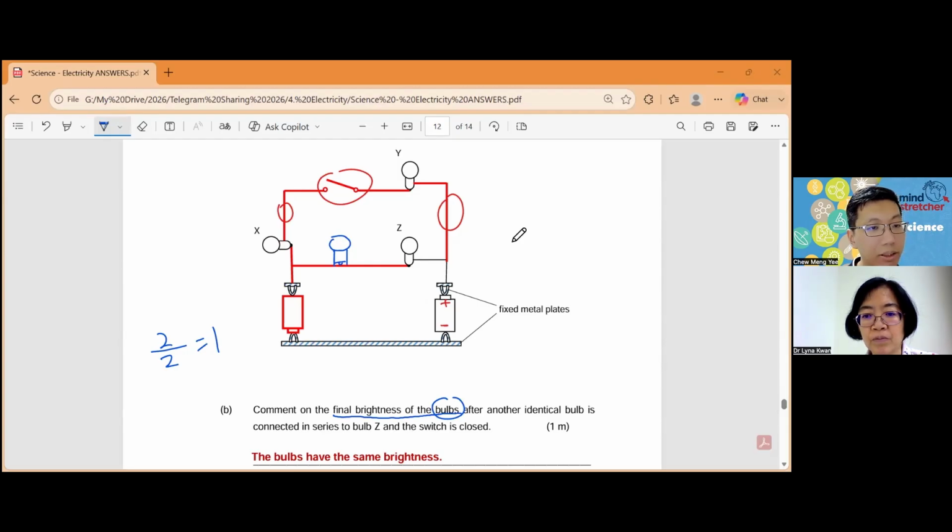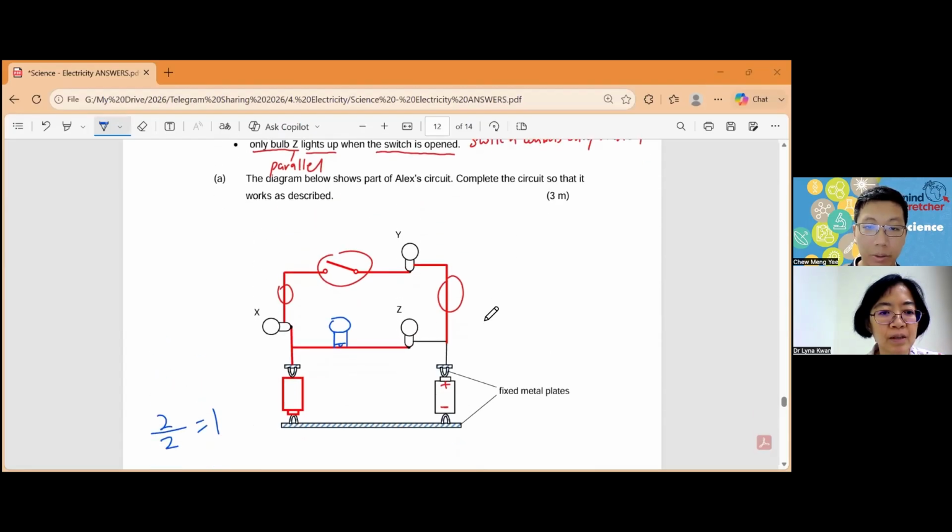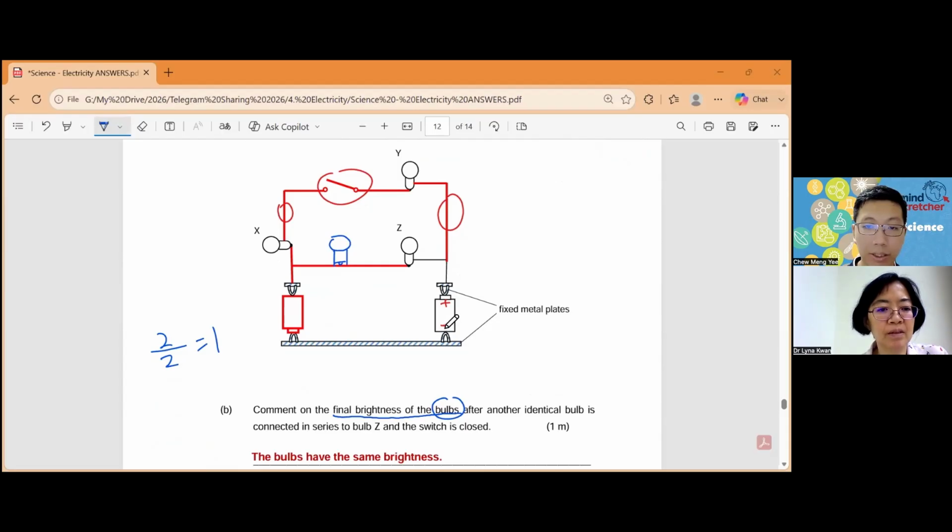Why must I add another battery? What do you mean? We need it to be a closed circuit. I have this metal plate here, and one end of the battery is connected to the metal plate. So it must be a closed circuit by having another one here.